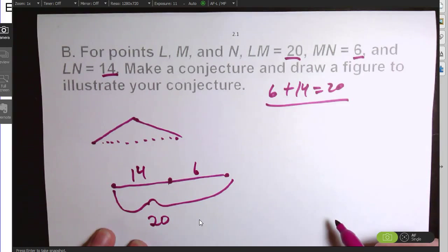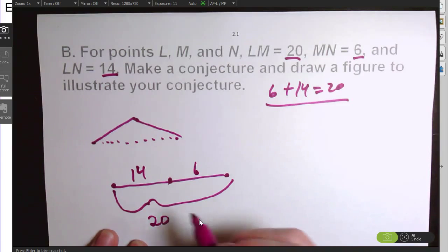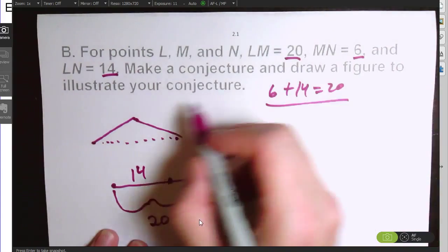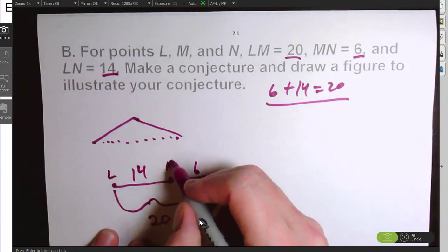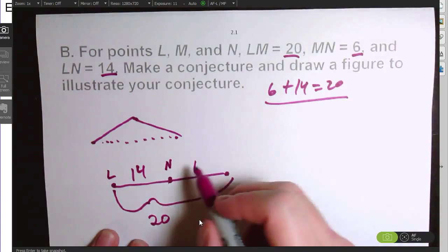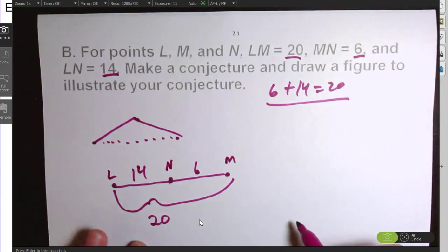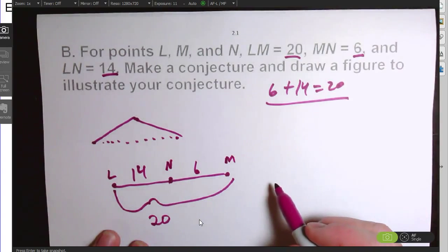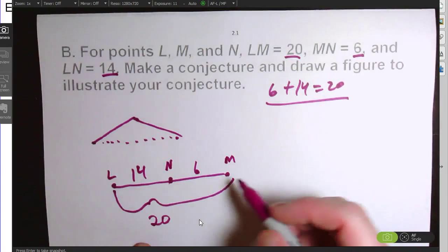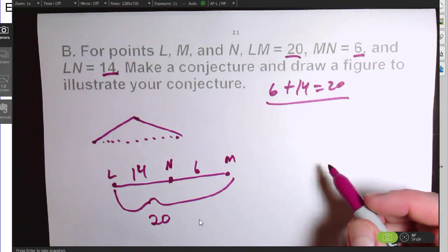And now I can fill in some values. I could say, what's 14? That is LN. What's 6? It's MN. That's kind of weird because we put N on the left and M on the right, but that's okay. And then what's 20? LM.